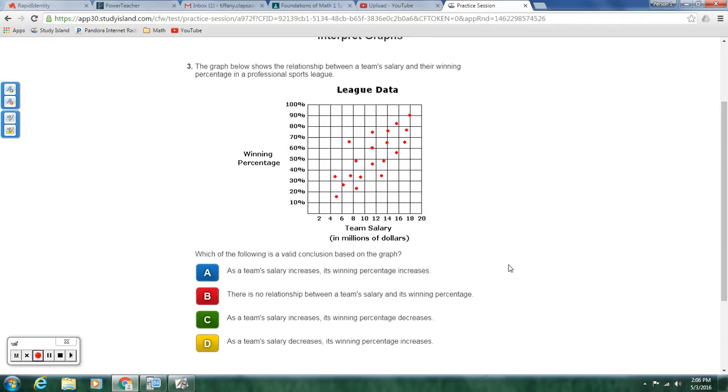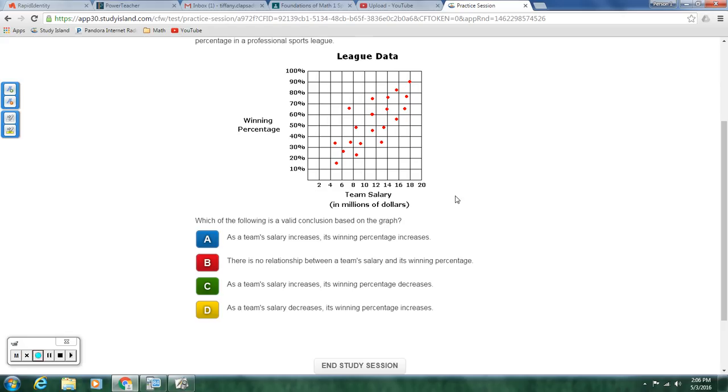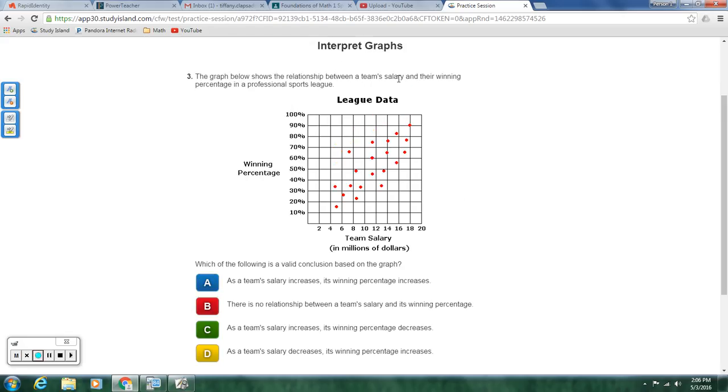Alright, next question. Alright, what's a valid conclusion based on the graph? So this says, it shows a relationship between a team's salary and their winning percentage. So, common sense, you would think if you spend more money on your players in the NFL or NBA or maybe MLB, something like that, the more you spend, the higher quality of players you're going to get, probably? What do you think? Well, the better players you have, what would happen to your wins? It should go up. So as a team's salary increases, the winning percentage increases?